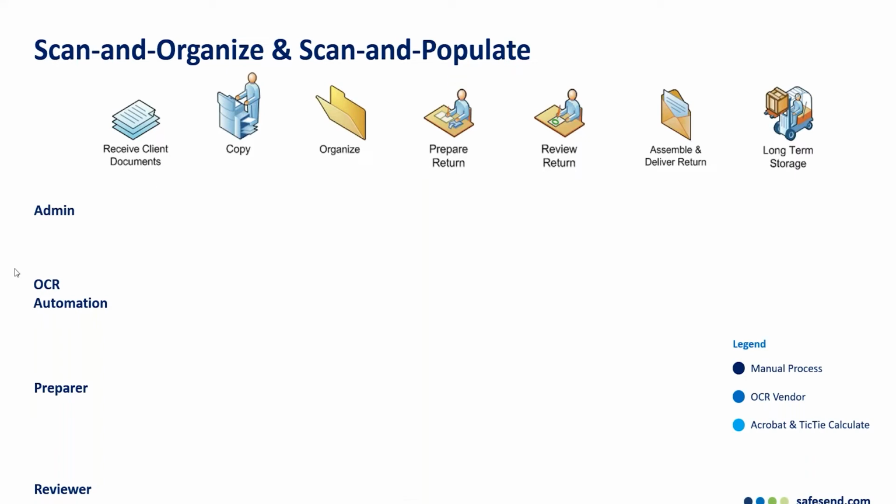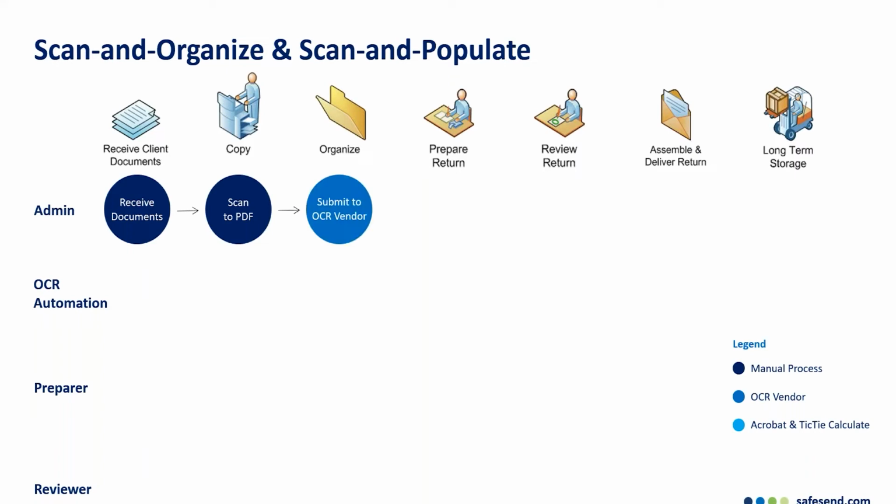And here is what happens with them. You're going to receive documents from your clients. You're going to scan to a PDF format. Now, before you start work on it, you're going to submit to an OCR vendor. As I said before, OCR stands for optical character recognition. And they will apply their technology to identify pages in the PDF file, and they're going to go through and organize and bookmark this file for you.